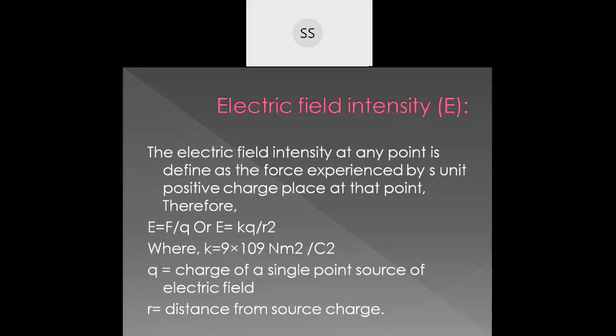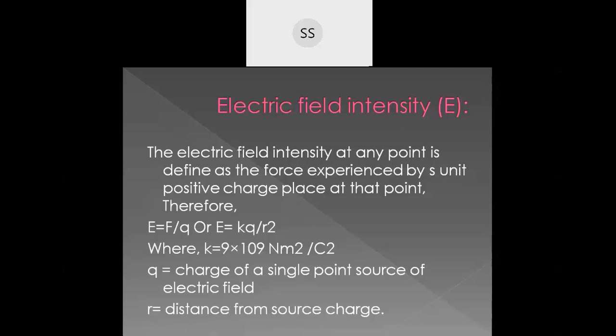Suppose we put the test charge closer to the source charge, the amount of repulsion will be higher, right? And when we put the test charge at a distance from the source charge, the amount of repulsion or force will be a little less than at the earlier point, right? So electric field intensity is basically the force at a particular point of the electric field.